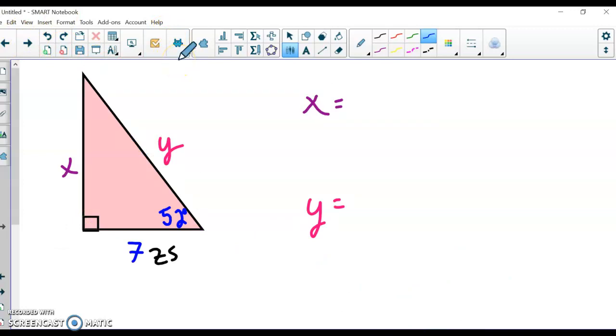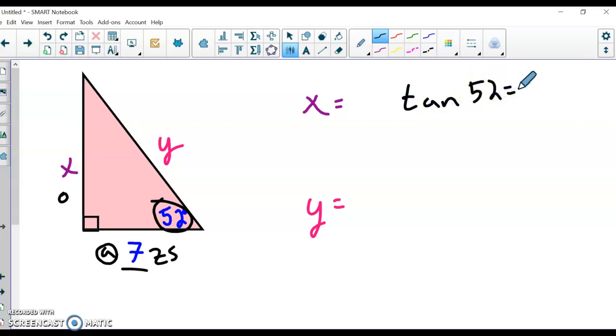And so for x, I'm going to first identify my angle. My angle is 52. I have 7, which I'm going to use in both of them, as my adjacent side. X is my opposite side. And so with opposite and adjacent, I know I'm going to use the tangent of 52 degrees equals my opposite side, which is x, over my adjacent side, which is 7. So I know that I'm going to have 7 times the tangent of 52 is equal to x.